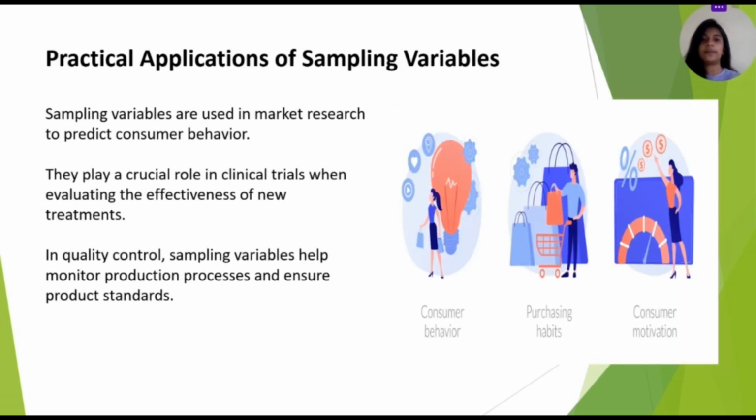Practical applications of sampling variables. Sampling variables are used in market research to predict consumer behavior. They play a crucial role in clinical trials when evaluating the effectiveness of new treatments. In quality control, sampling variables help monitor the production process and ensure product standards. So applications mainly include consumer behavior, purchasing habits, and consumer motivations.